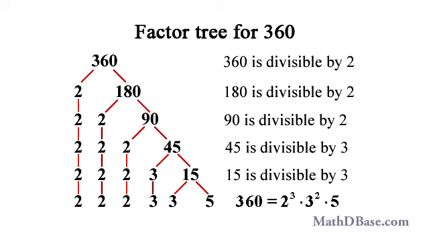5 is the third prime, after 2 and 3. So all of the numbers on the lowest branches are prime, and the prime factorization of 360 is 2 times 2 times 2, times 3 times 3 times 5, or 2 cubed times 3 squared times 5.